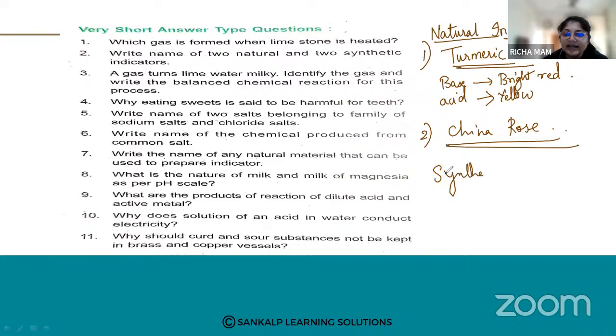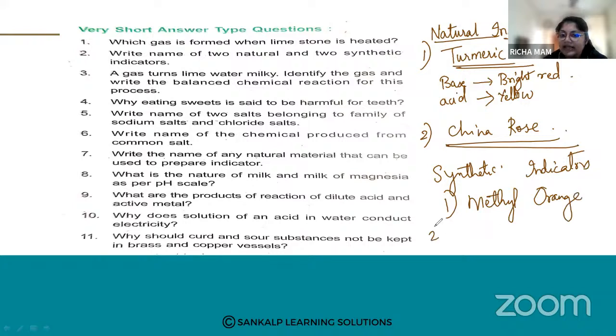And synthetic indicators, what are they? The first one is methyl orange. The second one is phenolphthalein. These are the two synthetic indicators. So, write the names of two natural and two synthetic indicators. Natural indicators are turmeric and China rose. Synthetic indicators are methyl orange and phenolphthalein.